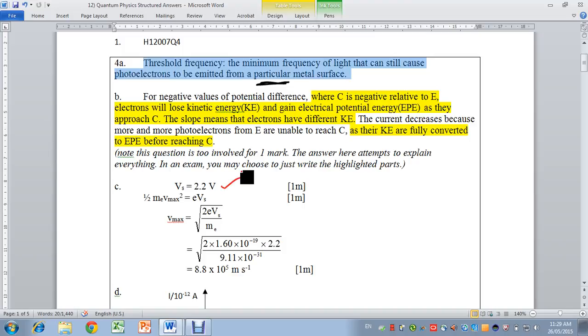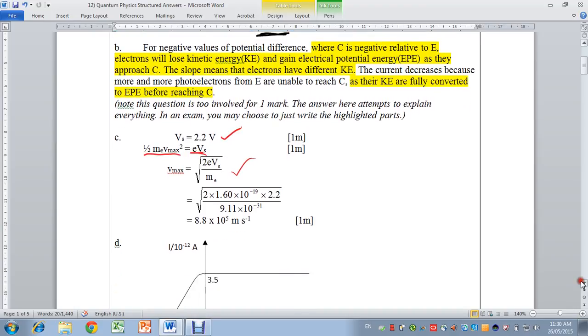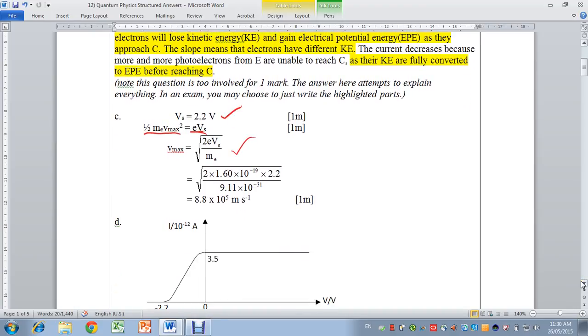Next, we relate the kinetic energy, half mv squared, of the electron to the electrical potential energy, eVs. Rearrange, and you get this equation. Substitute in the values. Typing in the necessary values, you get your speed. So 3 marks. Speed of 8.8 times 10 to the power of 5 meters per second.